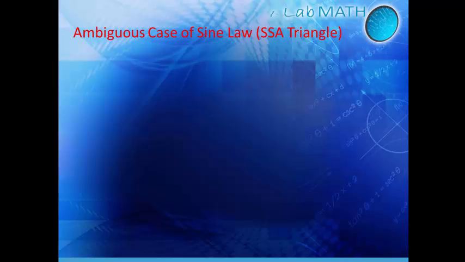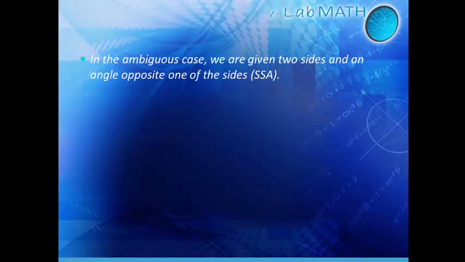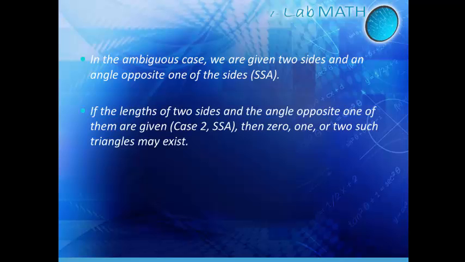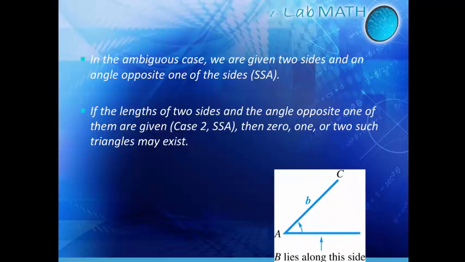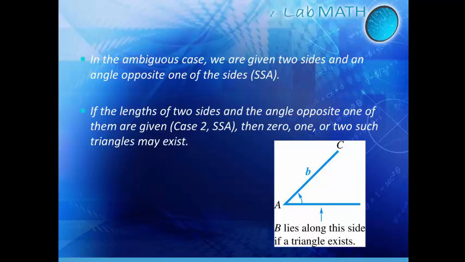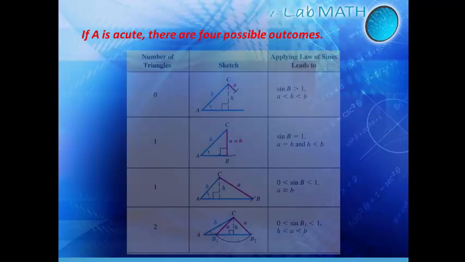And we have this ambiguous case of sine law. That is case 2, wherein side-side-angle are given. In this ambiguous case, we're given two sides and an angle opposite to one of the sides. If the lengths of the two sides and the angle opposite one of them are given, then 0, 1, or 2 such triangles may exist. And if angle A is acute, there are 4 possible outcomes.